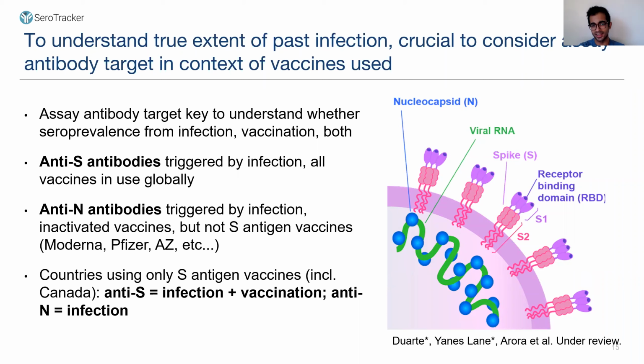These antibodies are triggered both by infection and by all vaccines currently in use globally. But on the anti-N antibody side, these are triggered by infection, but only certain vaccines. So of course, your mRNA vaccines, which use spike protein antigens, won't trigger these responses. And so it's important to put the seroprevalence data in context, say, in the Canadian or American context, where largely only S antigen vaccines are in use in the population, to ask: is the seroprevalence attributable to infection, or attributable to both infection and vaccination?